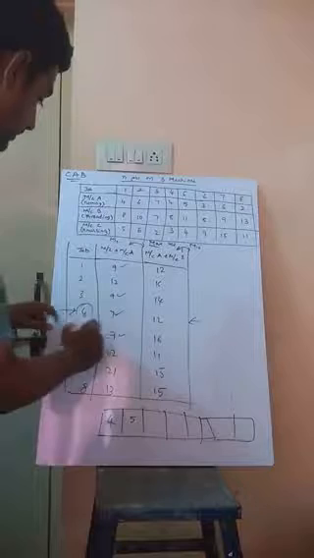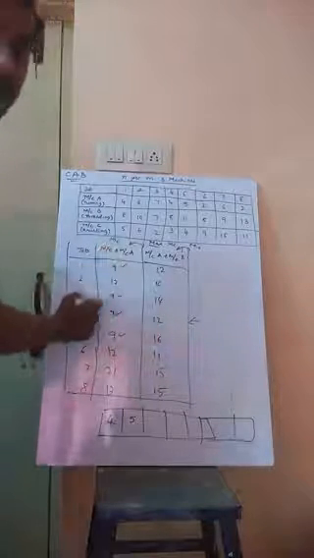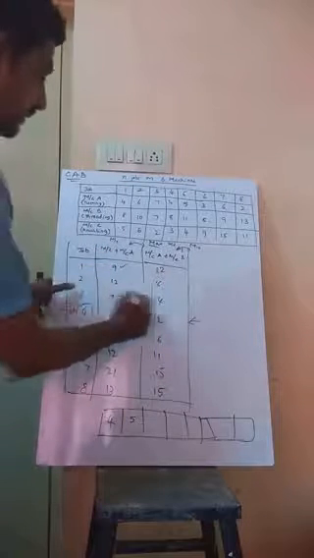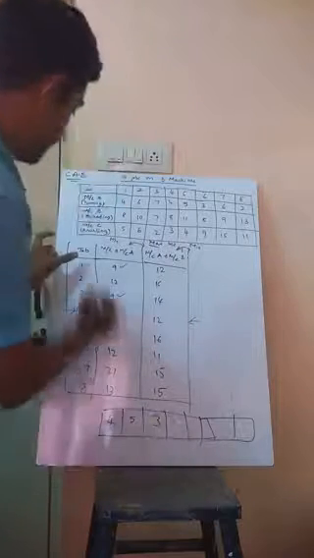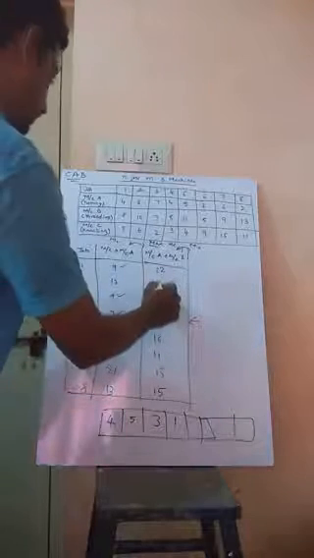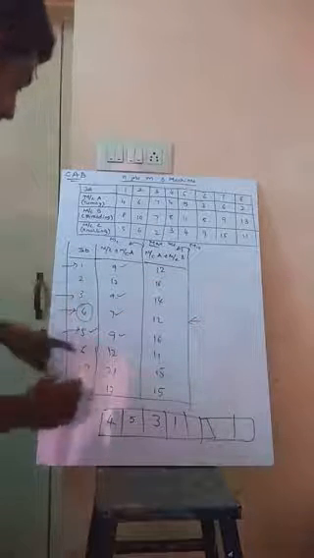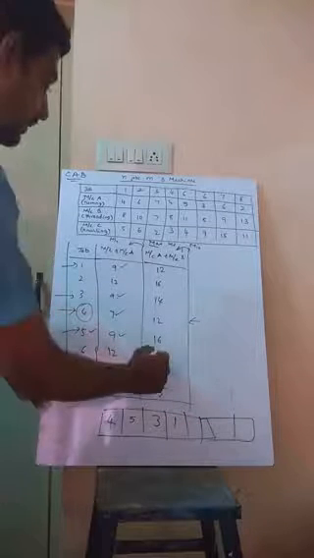Next, this will be gone. The next will be 1 or 3. We consider this one because of the higher value, that is 3, and next this job, that is 1. Next we are left with jobs 2, 6, 7, 8. Among these, the lowest one is 11.